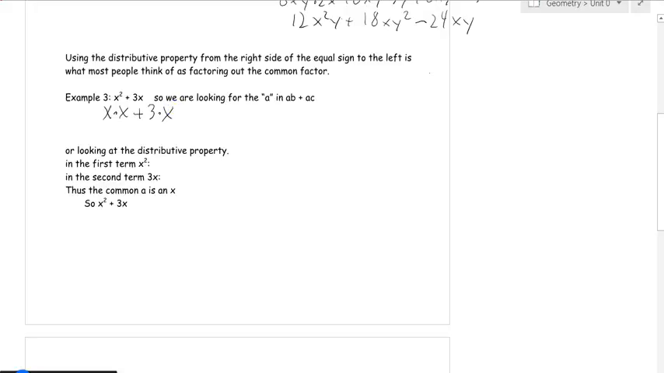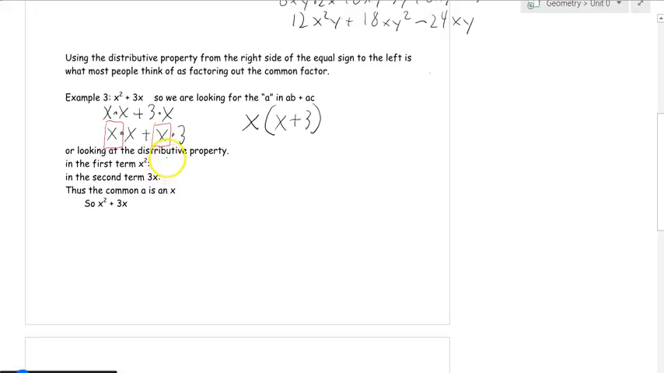So that we can see, oh, 3 times x is really the same as x times 3. Multiplication is commutative. You can switch around its order. So that they have an x in common. That x is the a in the right-hand side, ab plus ac. And so when we're going to the left-hand side, you're factoring out that common x, which leaves you with what isn't in common, the x plus 3. That's factoring out the common factor.